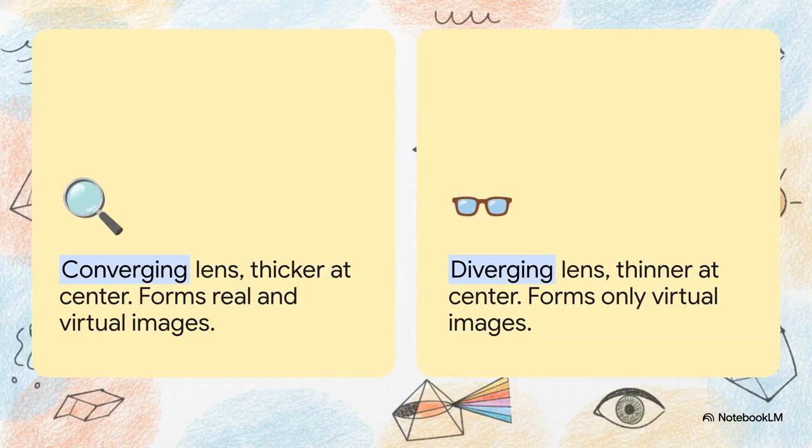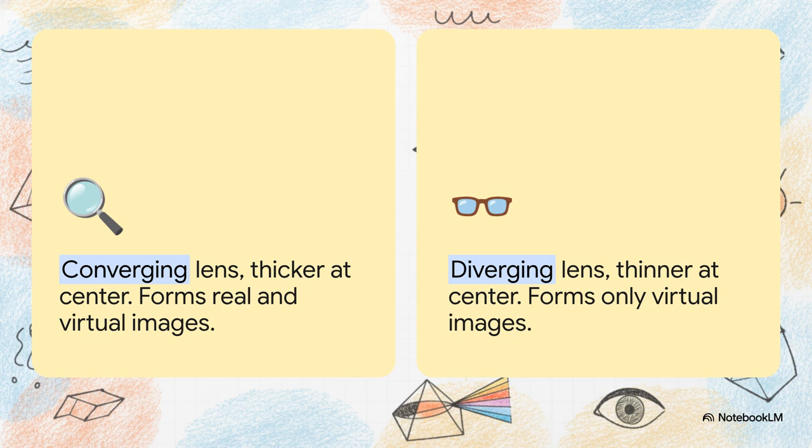Okay, let's establish our two main players in the world of optics. First up, the convex lens. You'll notice it's thicker at the center, it kind of bulges outward. Its absolute superpower is converging light rays, literally grabbing them and bringing them together. Because of this, it's super versatile and can form both real and virtual images.